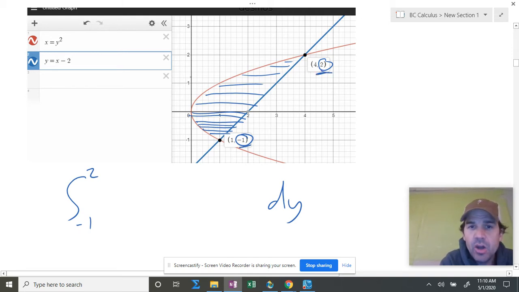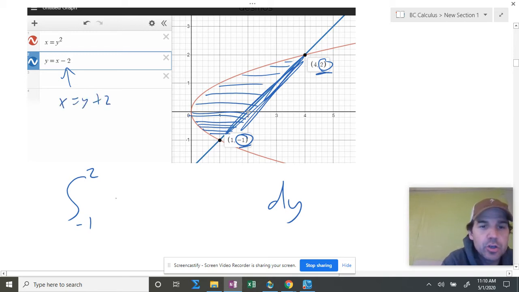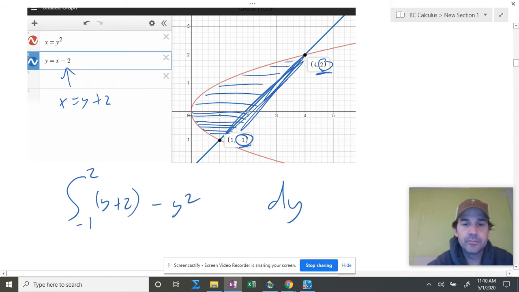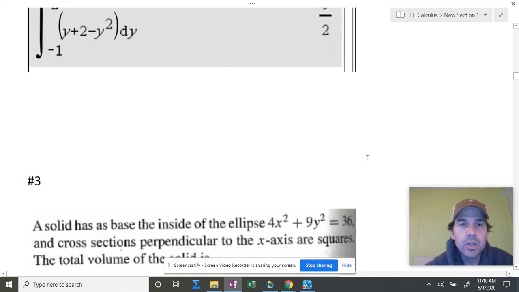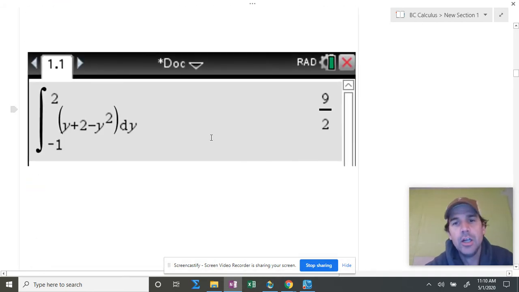Our outermost function is this one here. We need to solve for it in terms of y, so that would just be x equals y plus 2. So y plus 2 is our outer function. Our inner function is this one here, already solved in terms of y, x equals y squared. So you just do minus y squared dy. Again, plug that into your calculator, and you get your answer, 9/2. Done.